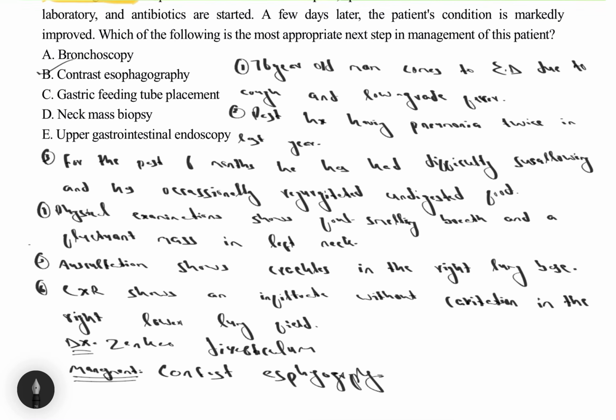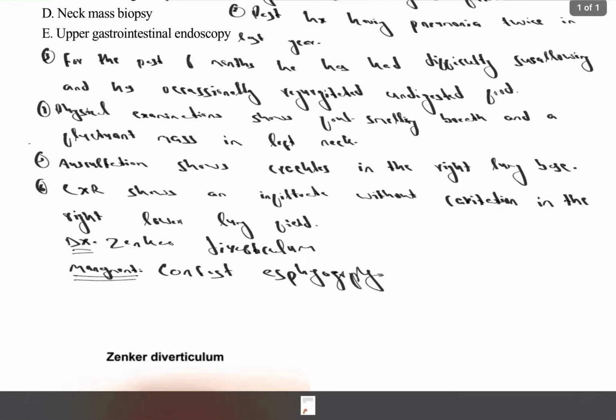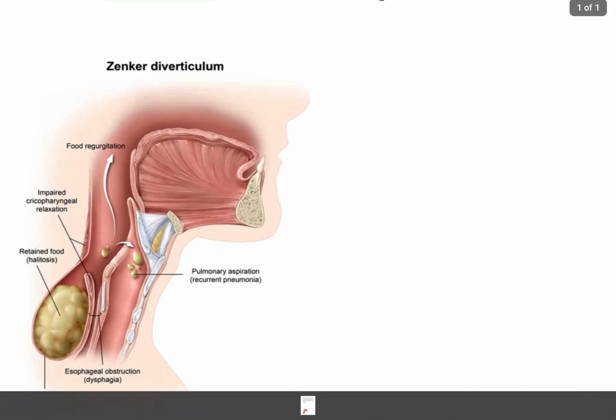Trapping of food in the pouch can lead to halitosis, which is foul-smelling breath. Patients often regurgitate the undigested food or medication several hours after eating, which can lead to aspiration and recurrent aspiration pneumonia. The pouch occasionally becomes so large that it is palpable, as in this patient. Barium swallow with contrast esophagography confirms the diagnosis.